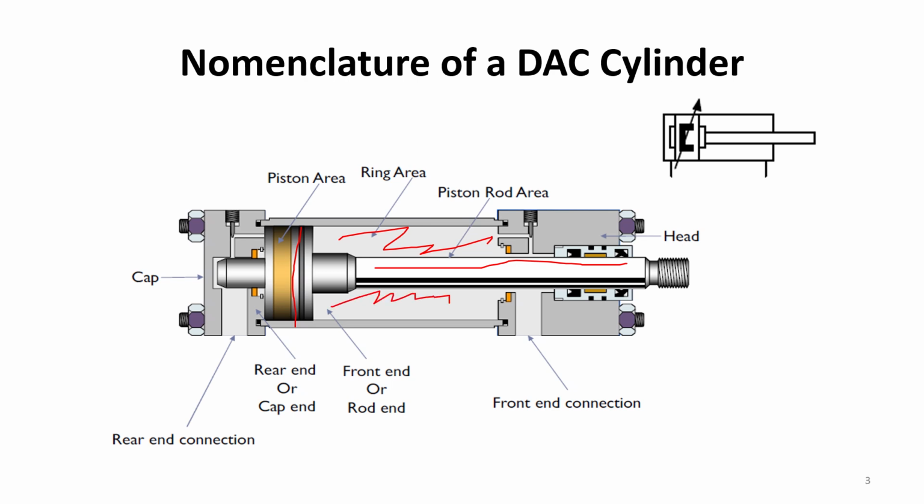The side or the end to which the piston rod is attached is also called the rod end of the cylinder or the front end of the cylinder, as you can see from here. Whereas the opposite side of it is called the rear end or the cap end of the cylinder. Accordingly, the port which is connected near the rod of the cylinder is called the front end connection or the rod end connection, and the port which is connected near the cap end of the cylinder is called the rear end or the cap end connection.